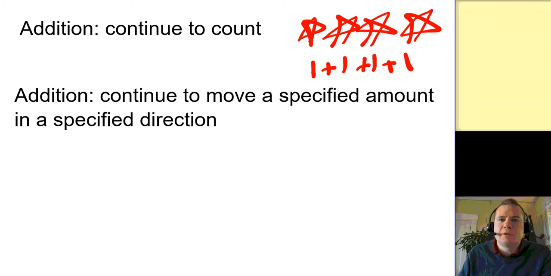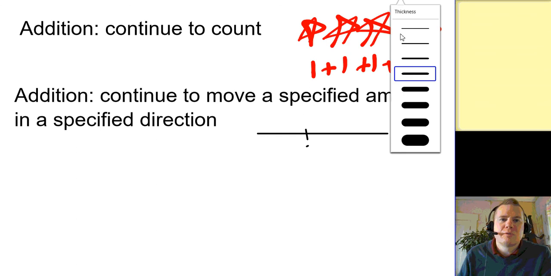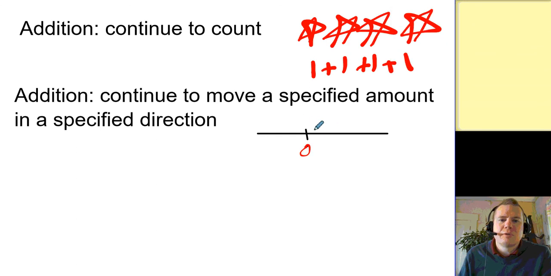Back to the number line here. If I want to think about 3 plus 1, I've moved 3. I'm moving an additional 1. And that's how I end up at 4. I go 3 steps to the right, plus 1 more to the right, that's 4. It's this direction business that lets us deal with negative numbers just as easily as positive numbers.